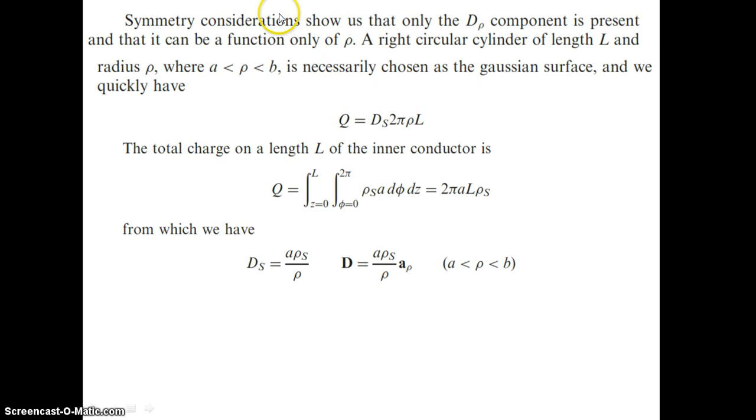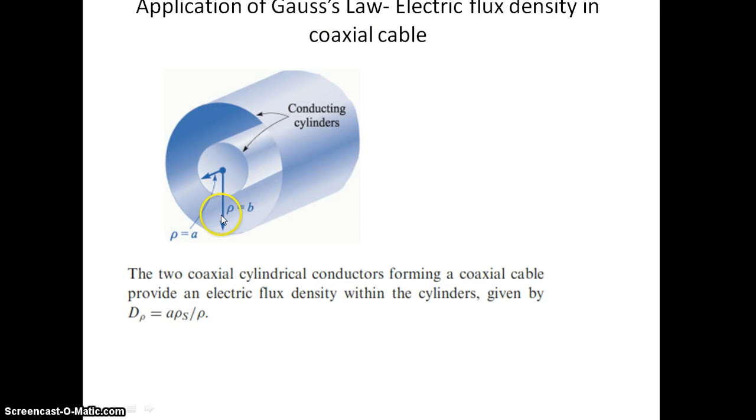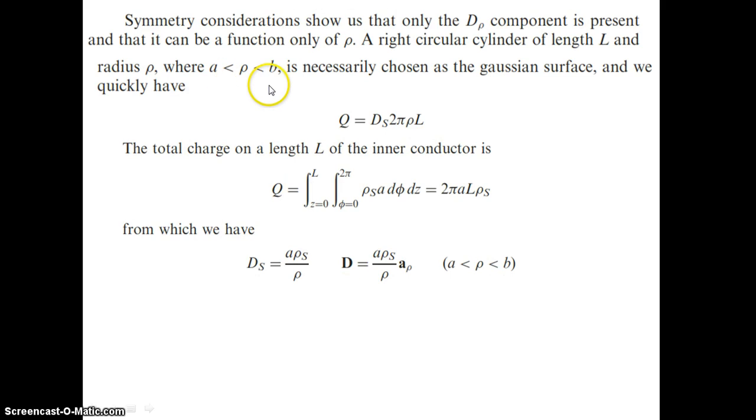Symmetrical conditions show that only the rho component of D is present. In the other directions, phi and z, there is no component of D. Only the radial component we have. The length is L, and the radius is rho, where rho varies between a and b, the radius between the two cylinders. So this is with the Gaussian surface.